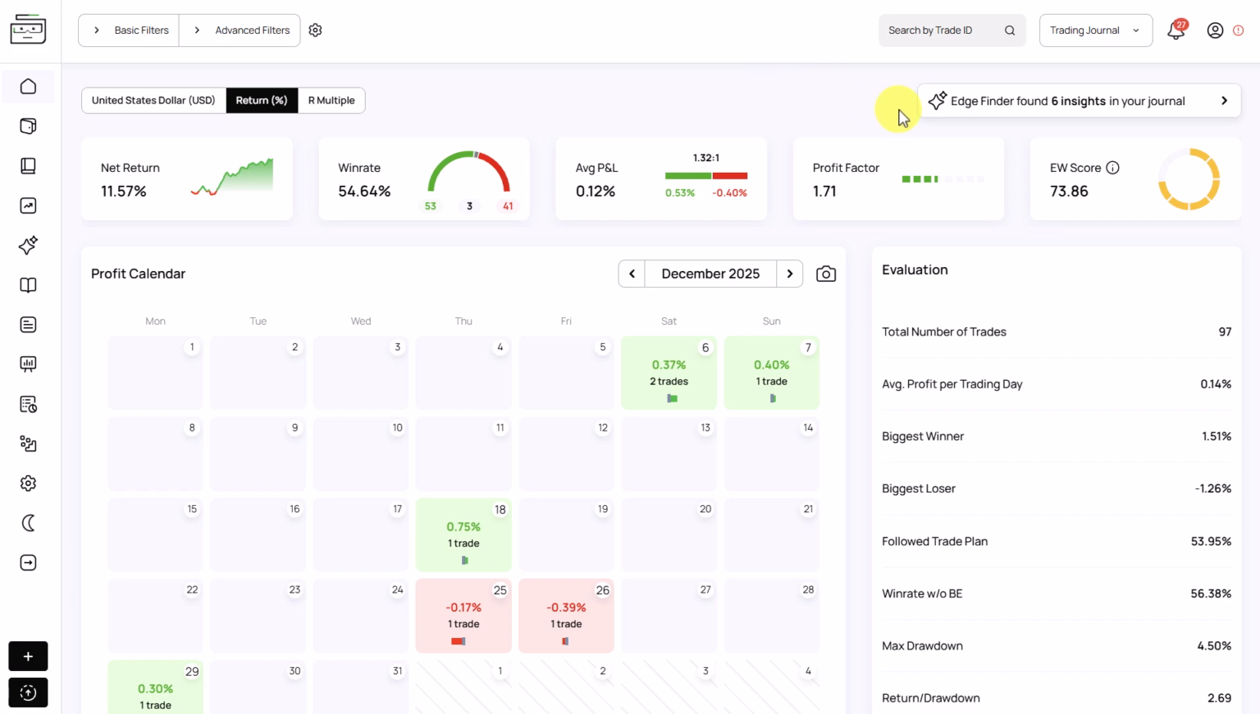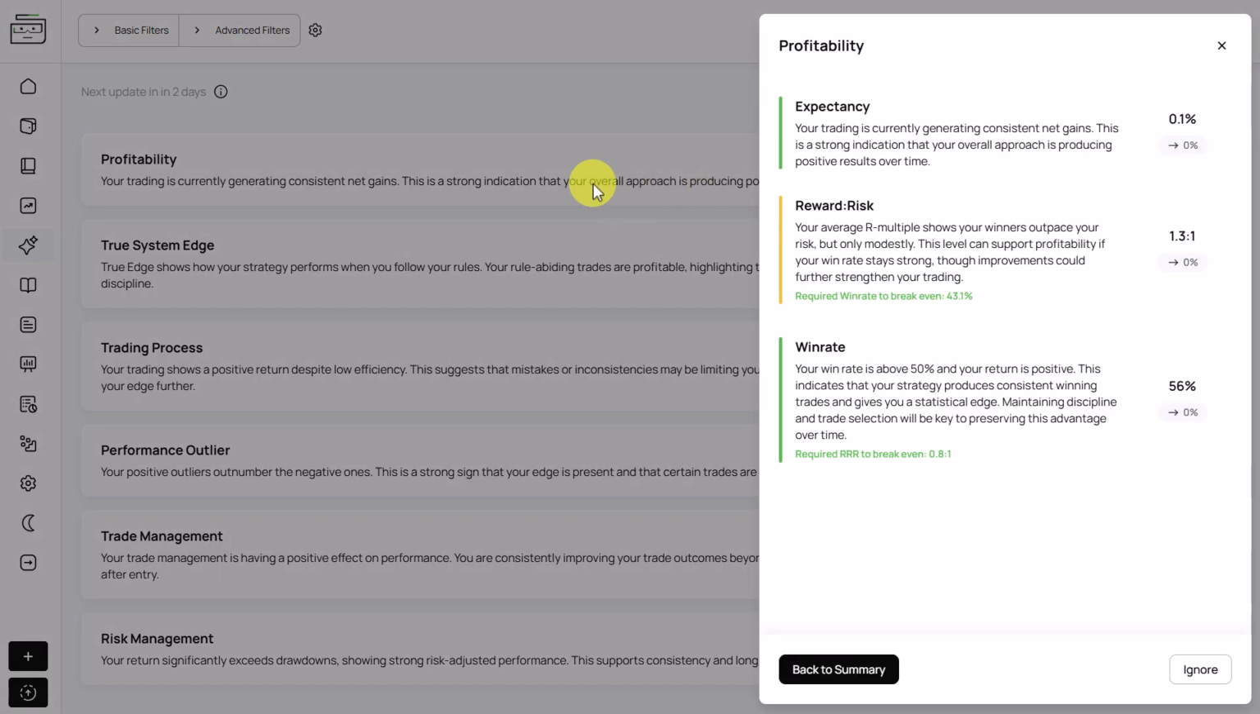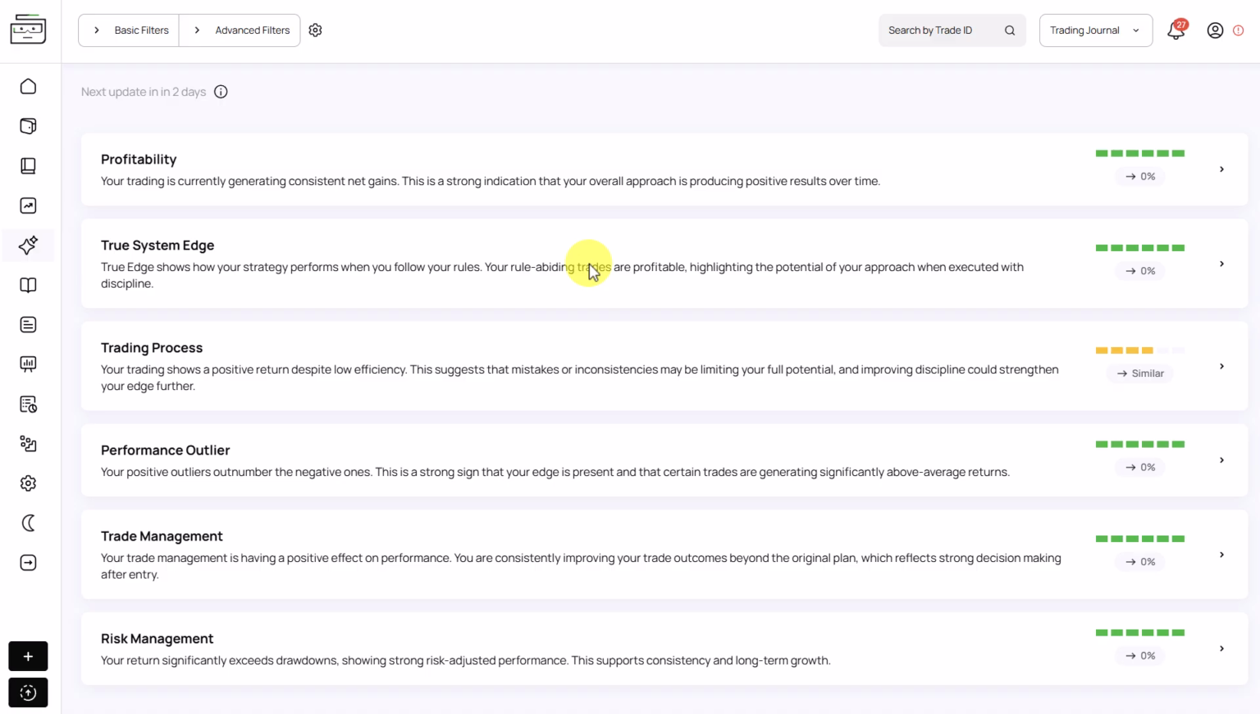Your trading journal already holds all the answers. The problem is finding them. Most traders spend hours digging through tabs, metrics, and reports trying to figure out what actually drives their results. The Edge Finder in Edgewonk changes that completely.